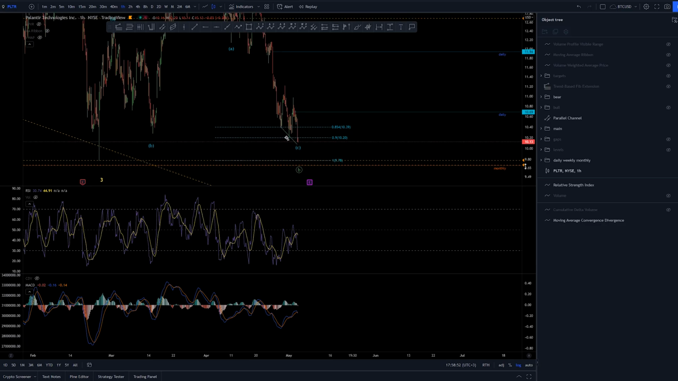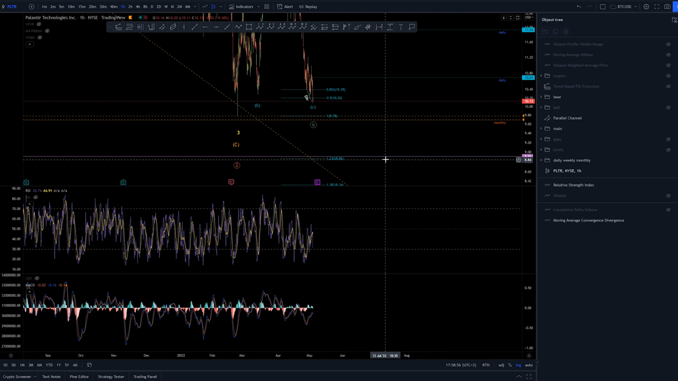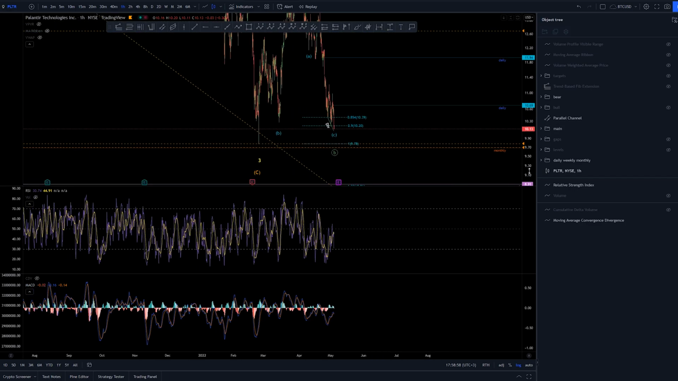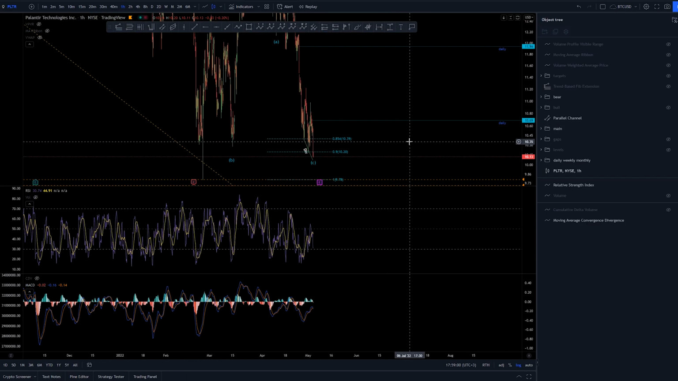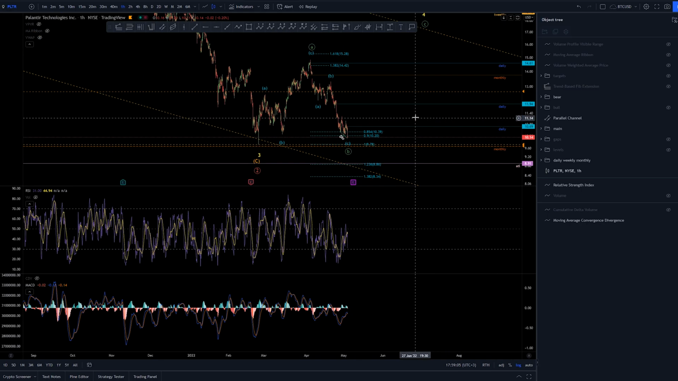And again, we are getting really close to the all-time lows, so we need to be careful here. But yeah, I think that's my analysis on PALANTIR.